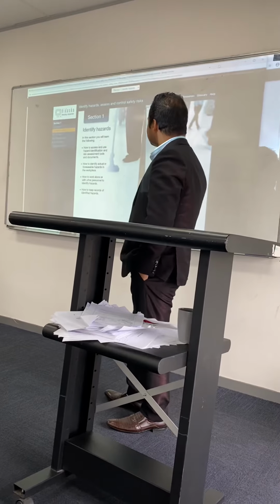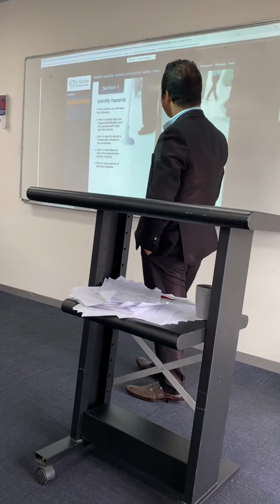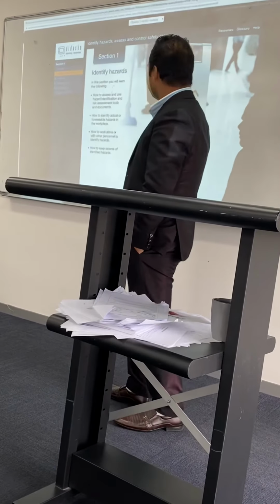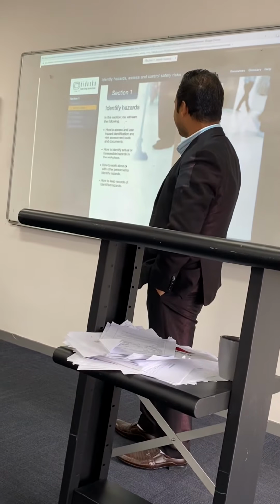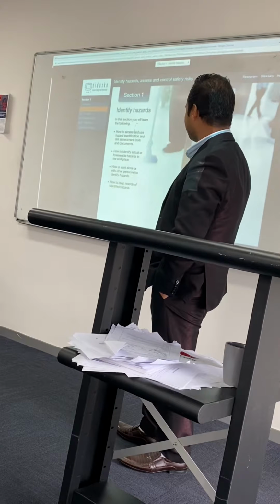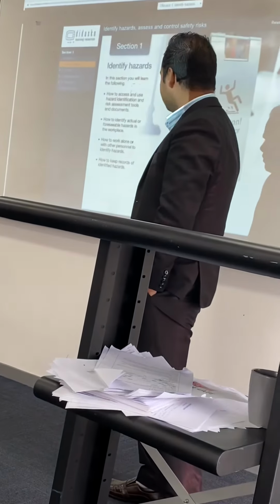Identify hazards, assess and control safety risks. So in this unit, what we're going to learn today, we're going to learn how to access and use hazard identification and the risk assessment tools and documents, how to identify actual or foreseeable hazards in the workplace, how to work alone or with other personnel to identify hazards, how to keep record of identified hazards.